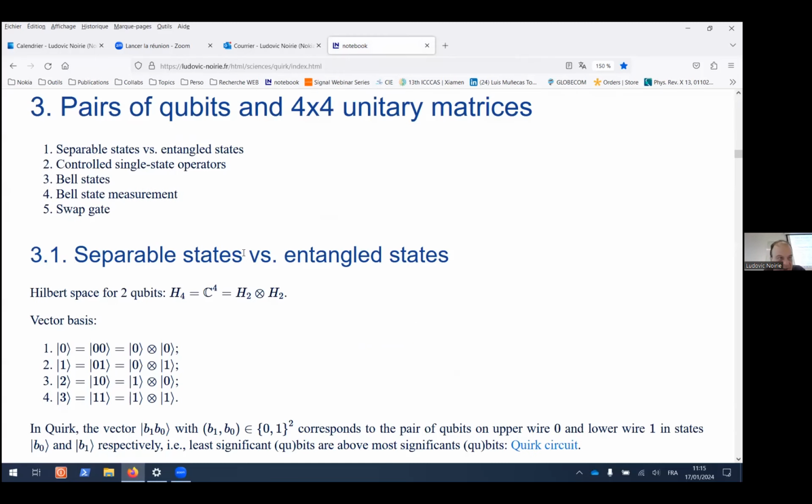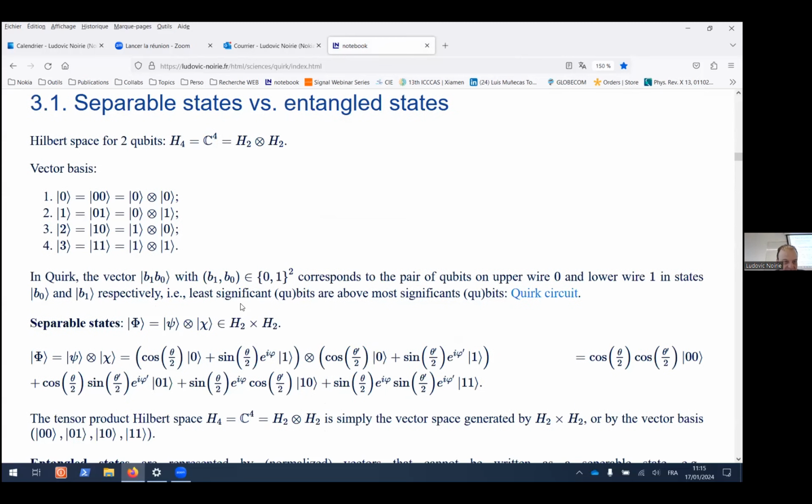Now we can talk about operations on pairs of qubits, so 4 by 4 matrices. They can be represented by 2 parallel qubits, and the vector basis of the Hilbert space that represents all the possible states of a pair of qubits is the basis 0 to 3, where 0 is 0,0, 1 is 0,1 in binary, 2 is 1,0 in binary, and 3 is 1,1 in binary. And it is what we call the tensor product between the two states. But you will see the tensor product of these two states is something very simple.